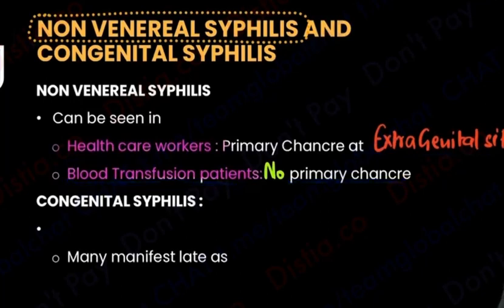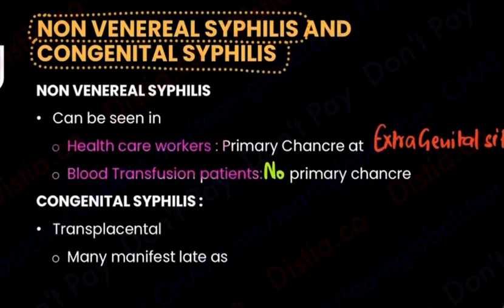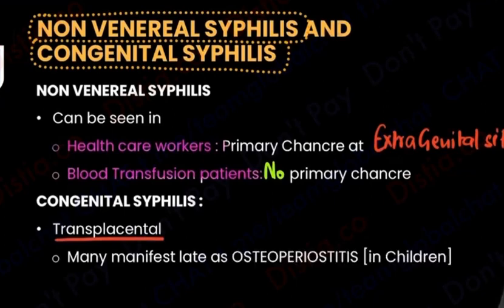What is another route? What is the mother? The mother is going to give the disease to the child, of course. That is a mother to child transmission via the placenta. Transplacental, how is it going to manifest? It is going to manifest in the form of bony lesions, guys. The child is going to have osteoperiostitis.